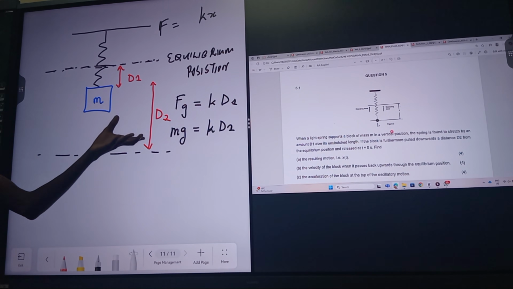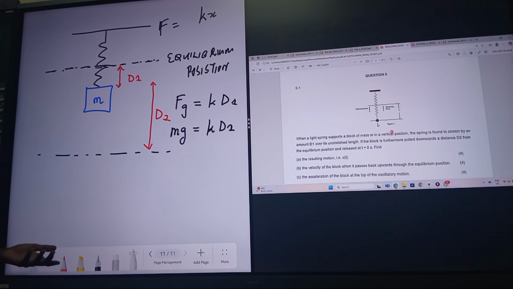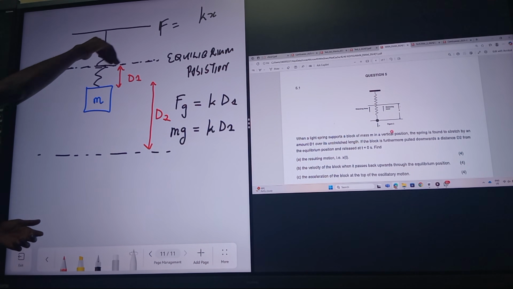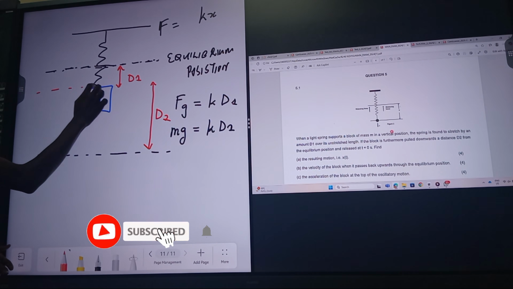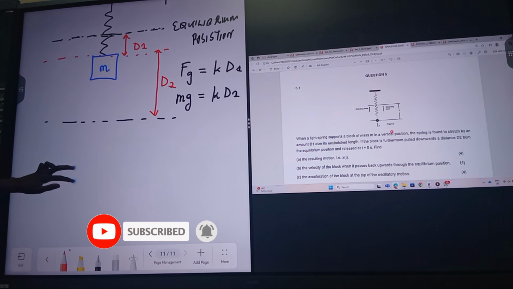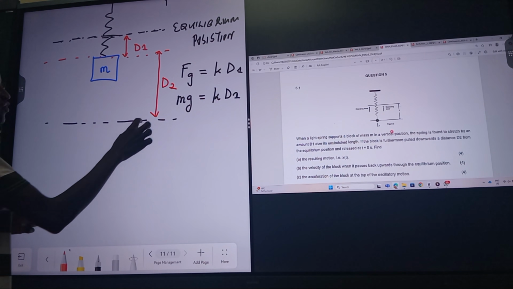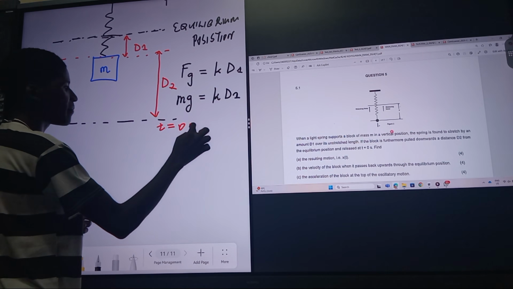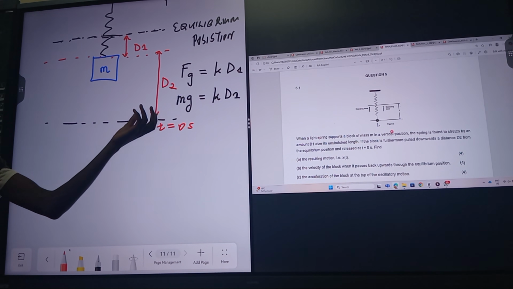It depends on how you understood the statement, but in an equation form it won't affect anything. So this is the equilibrium for the spring, and this is the equilibrium for the mass when it wasn't moving. Now they say we release the block at time t equals 0. So when we release this, the time is equal to 0 seconds.